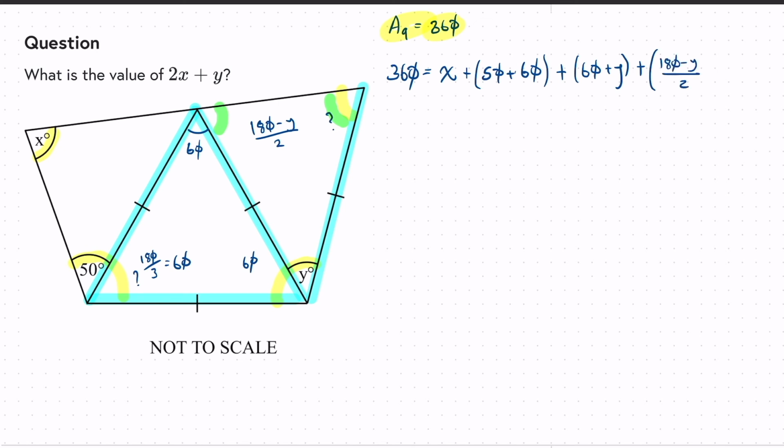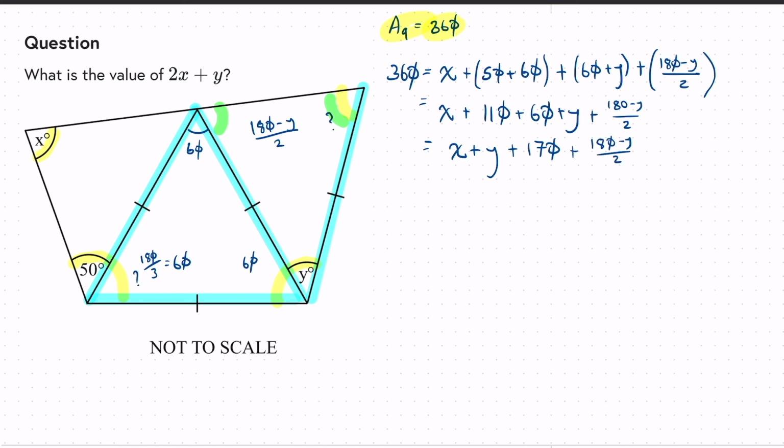Okay, let's get simplifying. x plus 110 plus 60 plus y plus 180 minus y over 2. Carry on simplifying. x plus y equals 170 plus 180 minus y over 2. Let's move that 170 to the other side. So 360 take away 170 is going to give me 190 equal to x plus y plus 180 minus y over 2.